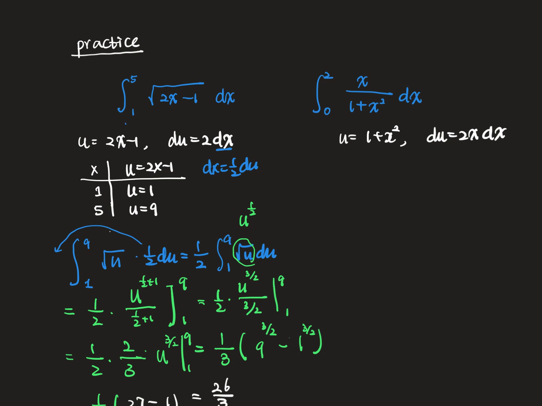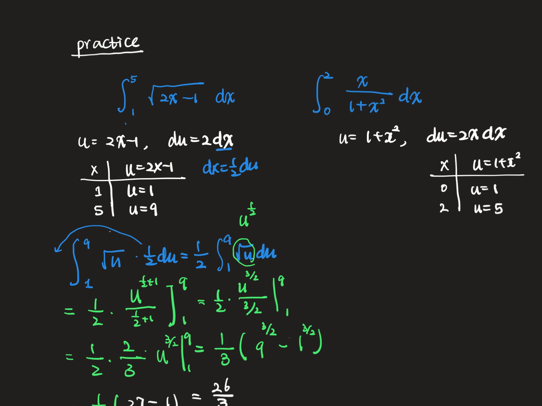But if you put the x, du gonna be dx. So you cannot find the antiderivative in that form. So you have to make sure 1 plus x squared is u. du gonna be 2x dx. Let's find this one. u is 1 plus x squared. x gonna be 0, 2. u gonna be 1 and 5, right?